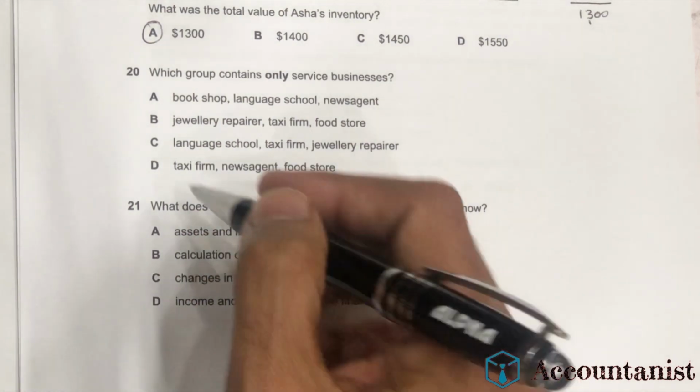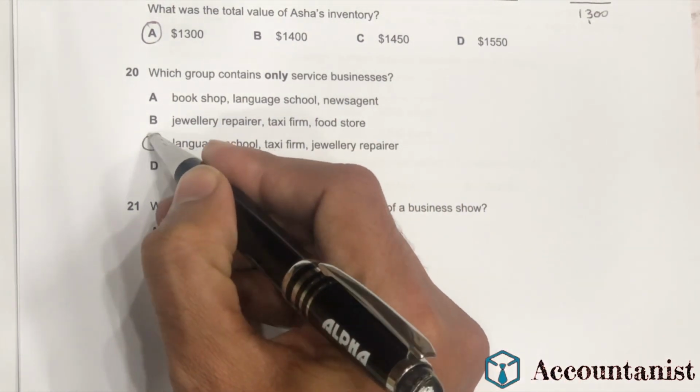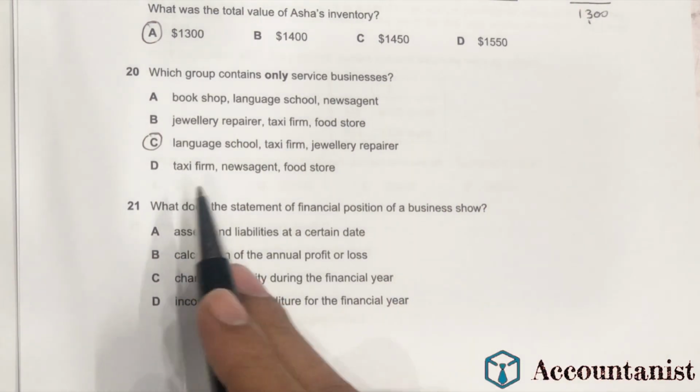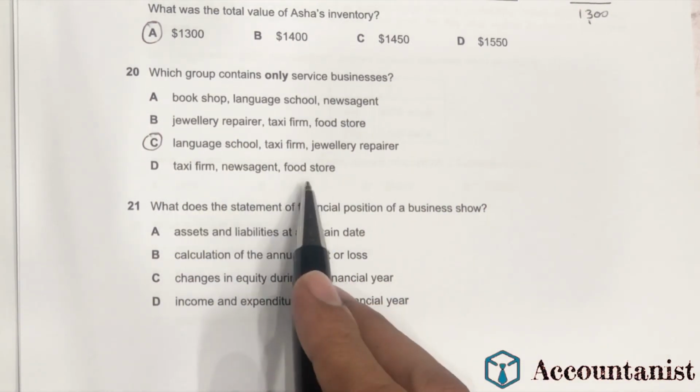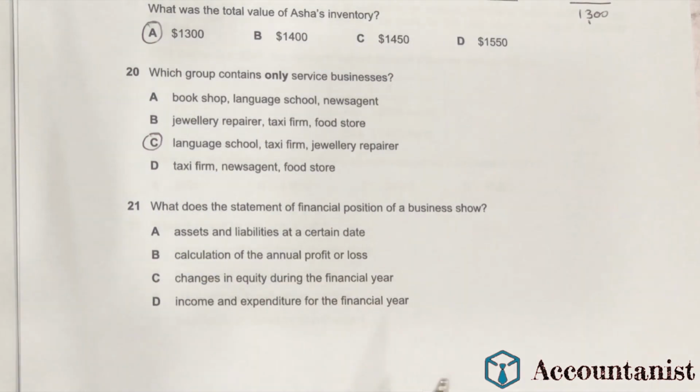So the right option for this question is C, because a taxi firm, news agent, and food store are again trading businesses. So the right option is option C.